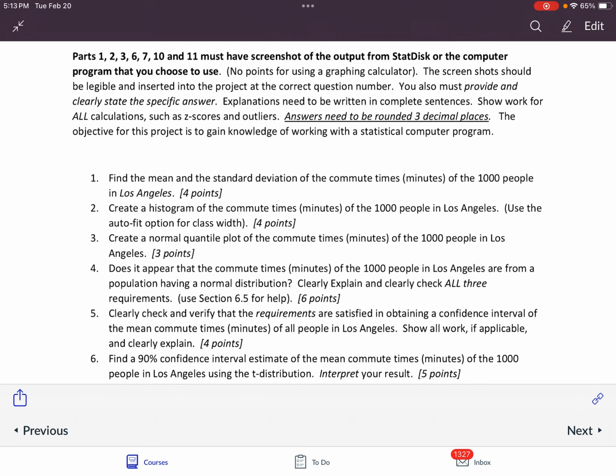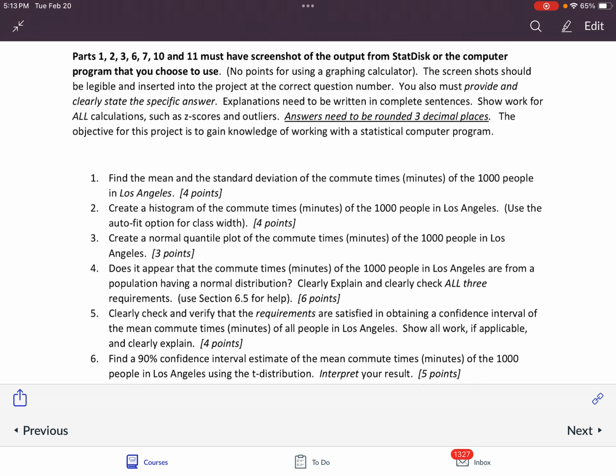Now you'll notice on this project, we do have more screenshots, more using that program that we have and analyzing the data a lot more. So parts 1, 2, 3, 6, 7, 10, and 11 all need to have screenshots of the output from StatDisk. No points are awarded for using a graphing calculator. Screenshots must be legible and inserted in the correct spots for your project and labeled.